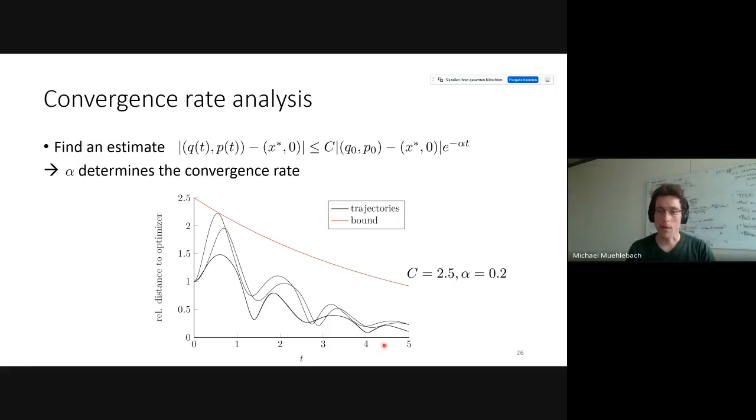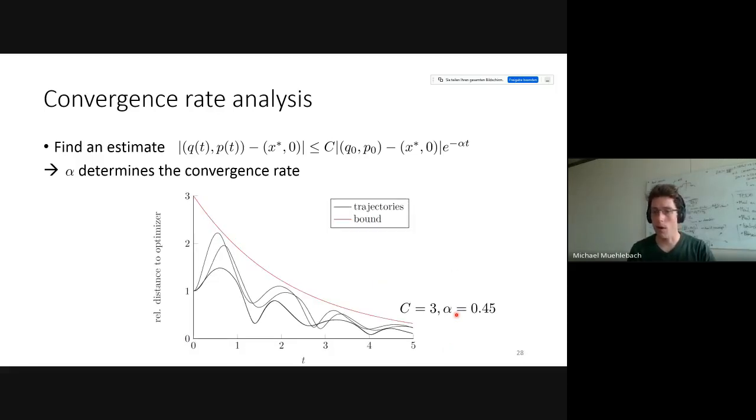But the thing is that over this finite time interval, what we can always do is increase the constant c and increase alpha, and we obtain another seemingly valid bound. And so what that means is that essentially this constant alpha is only determined by the behavior of the trajectories for very large times. Because if we just consider a compact time interval, we could always scale C and scale alpha.